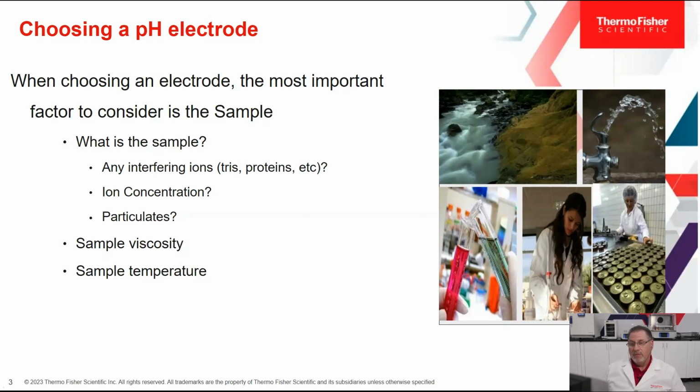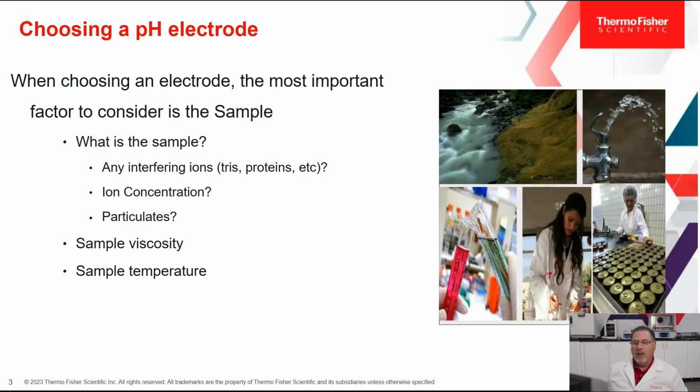What is the sample? Are there any interferences in the sample, such as buffers like Tris, or does the sample contain high amounts of protein? Does the sample contain large amounts of ions, such as salts? Are there any particulates in the sample? Does the sample have a higher viscosity? Is the sample being measured at a higher or lower temperature than room temperature?